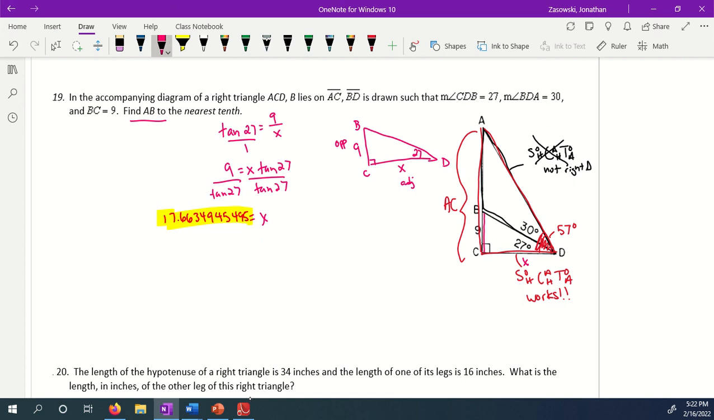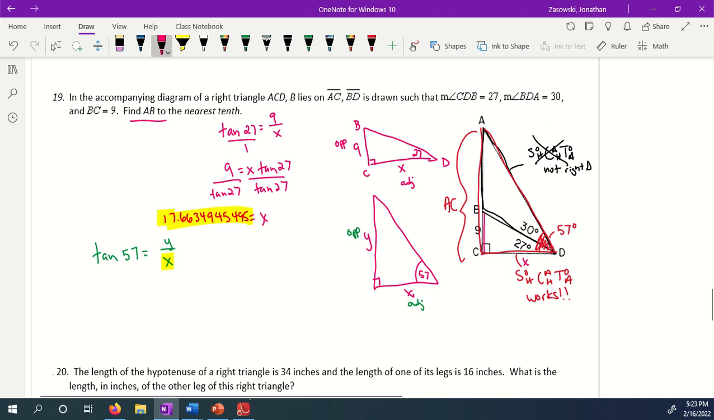So in the really big triangle now, we have x, we have that 17 point whatever. We have a 57-degree angle. And now we want to figure out what the length of AC is. We'll call this y for the time being. So now we have the opposite and the adjacent in this triangle. So now we're going to do the tangent of 57 is equal to opposite y over adjacent x. And remember, this x is really that number.